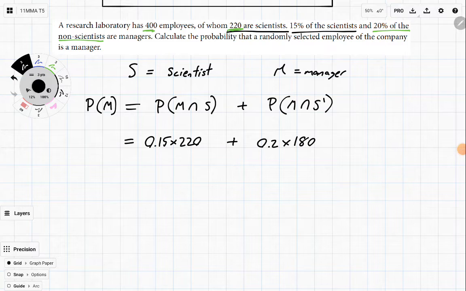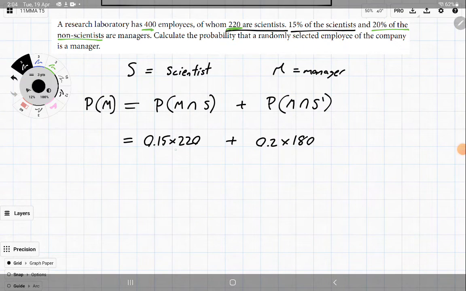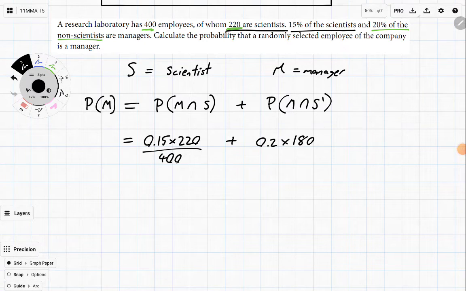managers. Problem, none of this is probabilities yet. So I've also got to divide that by 400 and divide that by 400. And now, all into a calculator, we can work it out, which gives us a total of 69 out of 400 are managers.